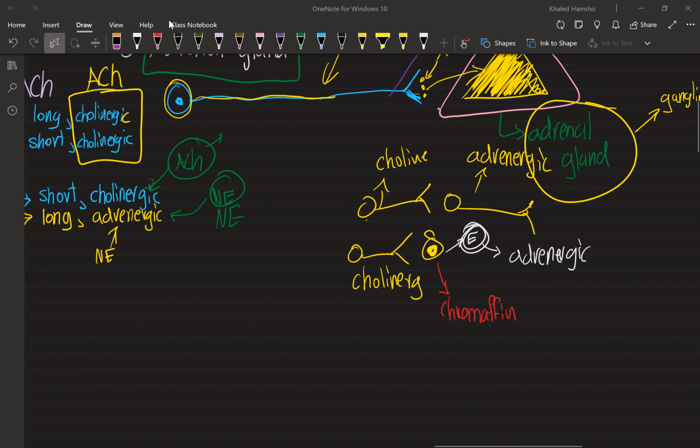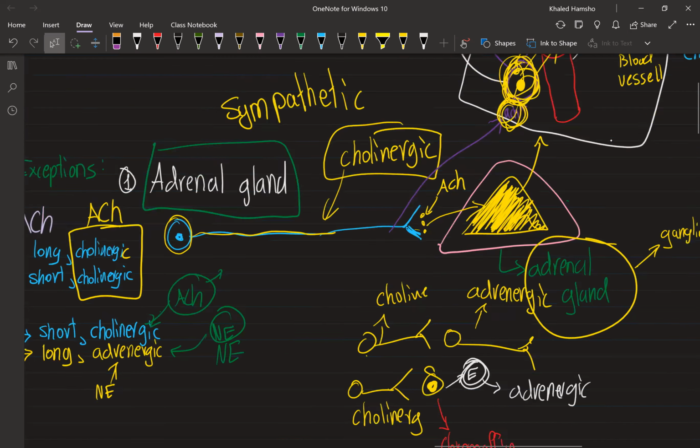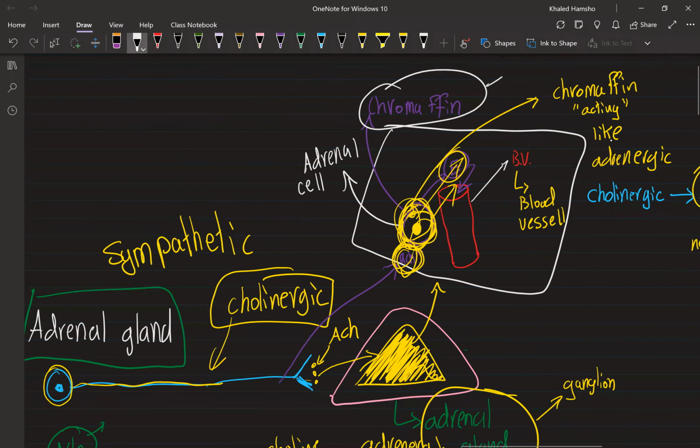Okay, guys, sorry about that. I'm back. Chromaffin is the cell. It's just the name of the cell in the adrenal gland. You don't have to memorize the name as far as I know. Instead of this being a neuron, this is just known as a chromaffin cell. That's it.